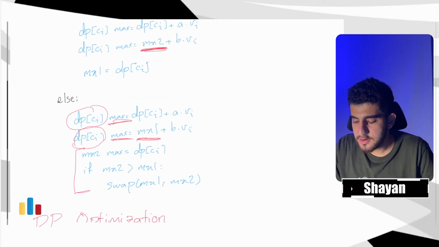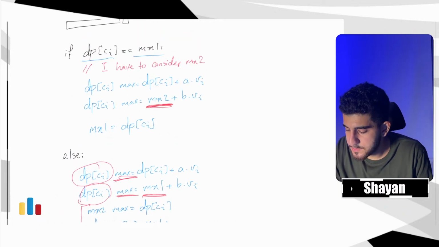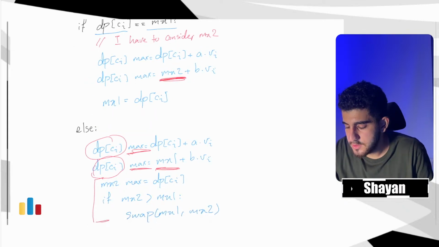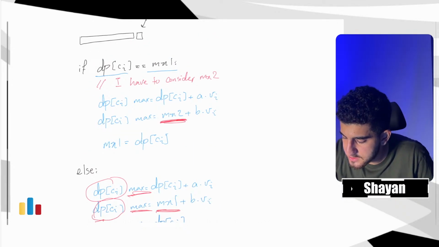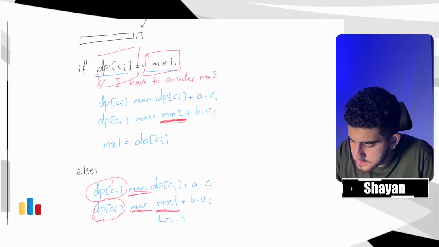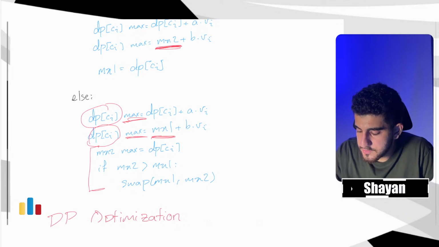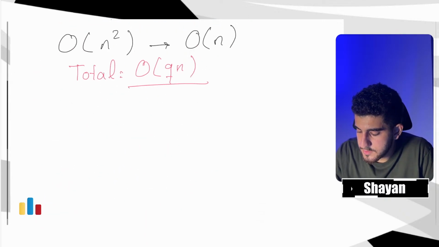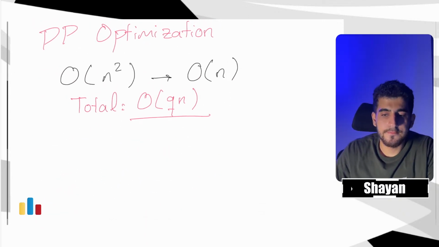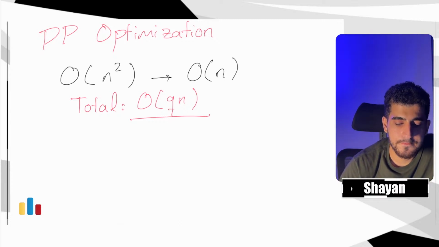So is it clear, guys? Is everything clear here? There was just a tiny change. The updates of mx1 and mx2 were swapped. In this case, where mx1 reflects dp of ci, I should only update mx1 after updating dp of ci. In this case, I should update mx2, and then if mx2 was greater than mx1, swap. Okay, awesome. So now let's move on to the next problem, the last problem of today.